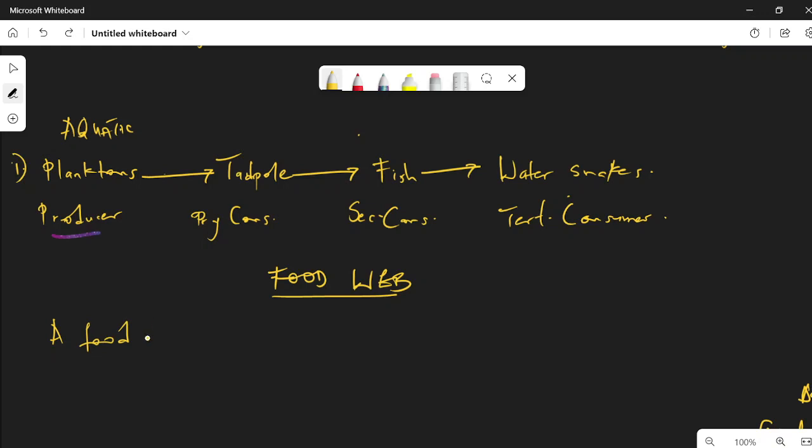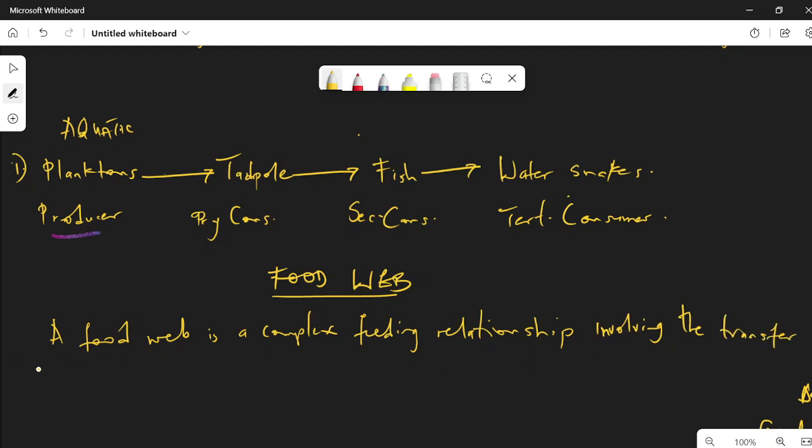a food web is a complex feeding relationship involving the transfer of energy through organisms, that is from producers to consumers.